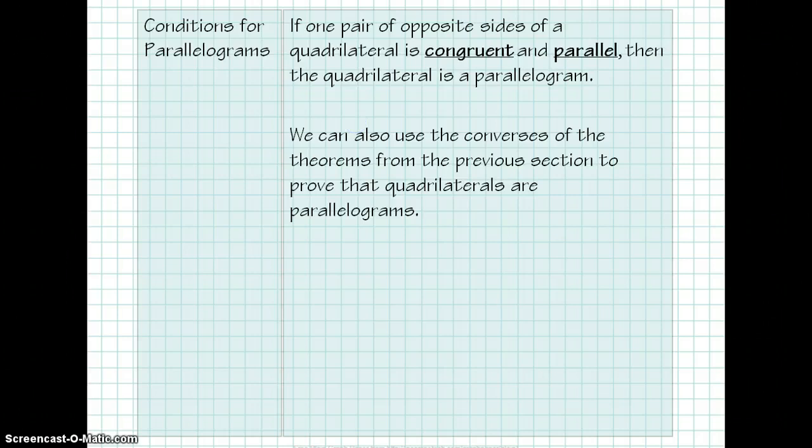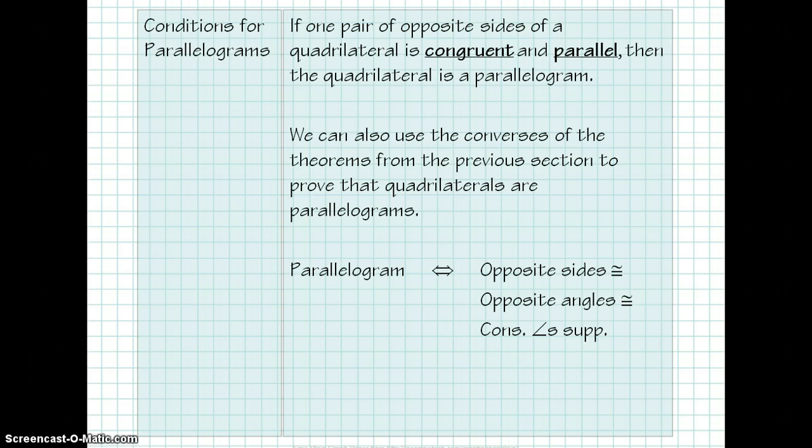I can also use the converses from the theorems, the properties from the previous section, to show that the quadrilateral is a parallelogram. So if opposite sides are congruent, then I have a parallelogram. If opposite angles are congruent, I have a parallelogram. If consecutive angles are supplementary, I have a parallelogram. If diagonals bisect each other, I have a parallelogram. So in each of those cases, if I have a quadrilateral where any of those things are true, then that quadrilateral is a parallelogram.